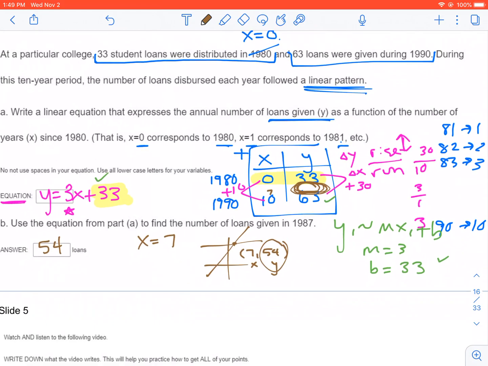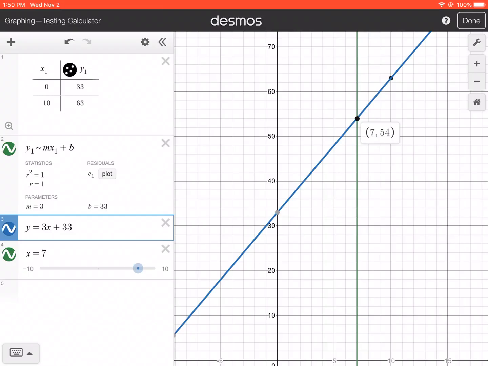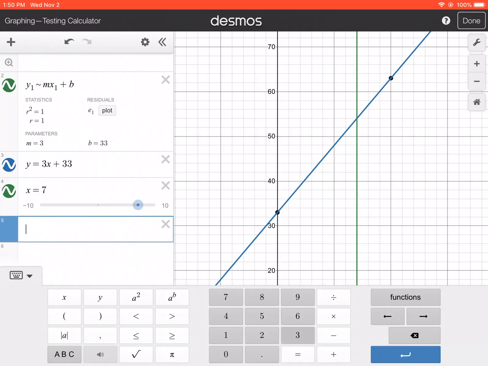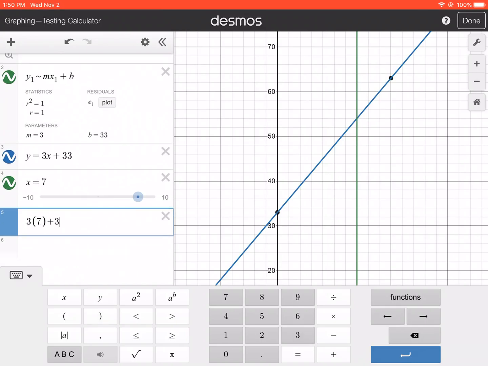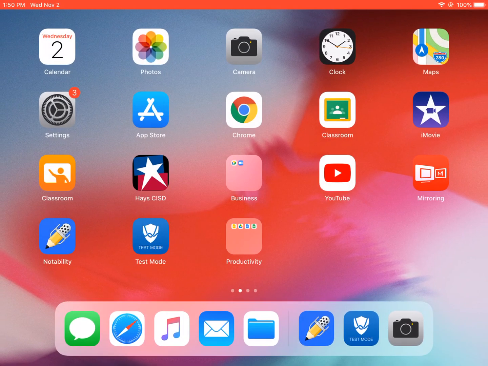And then what we can do is we can plug it in and we can check ourselves. We can also, because we know that x value was 7, just say y equals 3 times 7 plus 33. And so what I'm going to do is type in this left side, 3 times 7 plus 33 on Desmos, so that I make sure that I get all of my points. 3 times 7 plus 33. And that equals that 54, which is the point that I got. So now we know that we did it correct.